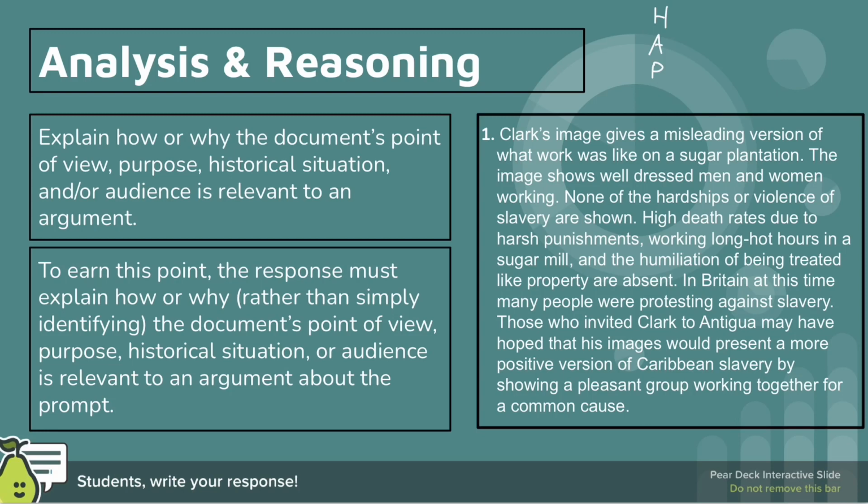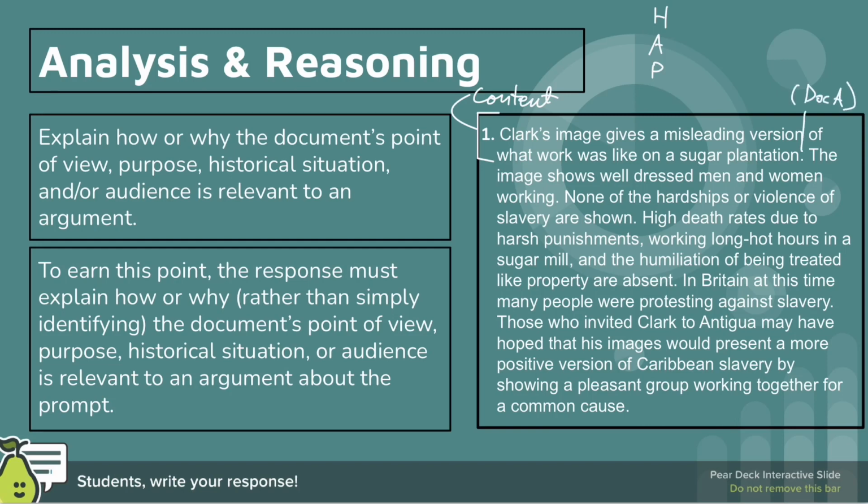It's just that this illustrative example shows how you could do historical context or audience or purpose. Okay, so first up, Clark's image gives a misleading version of what work was like on a sugar plantation. This is our content statement. If we were going to summarize that document, we wouldn't just copy the source line of this shows slaves cutting sugarcane in Antigua in 1823, right? We would give more detail on that.